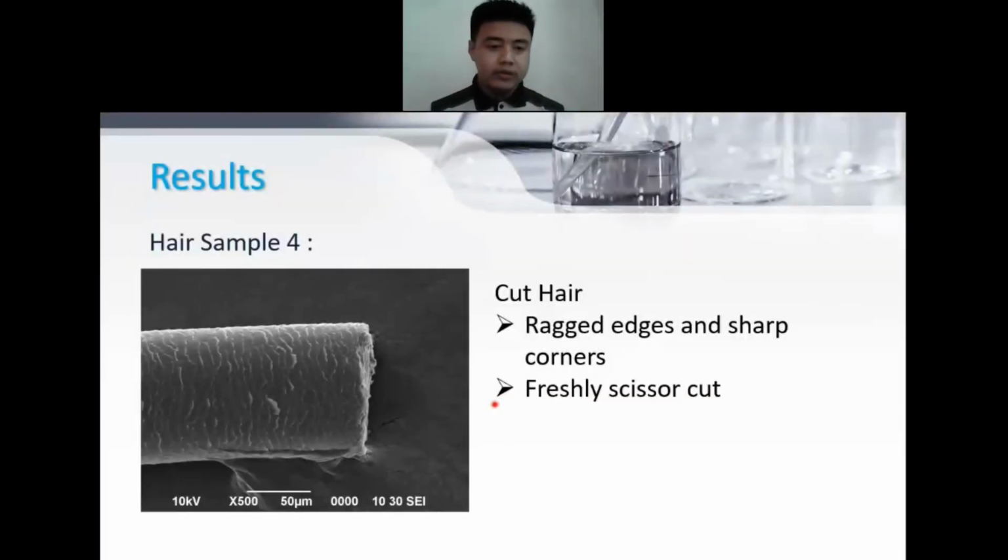The last one is hair sample 4, which is a cut hair. As we can see from this image, it has ragged edges and sharp corners. This is a freshly scissor-cut hair.